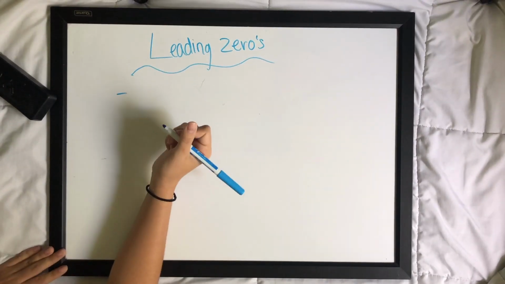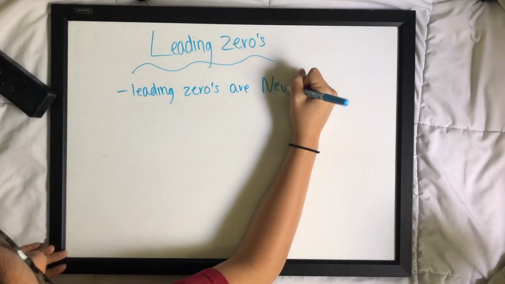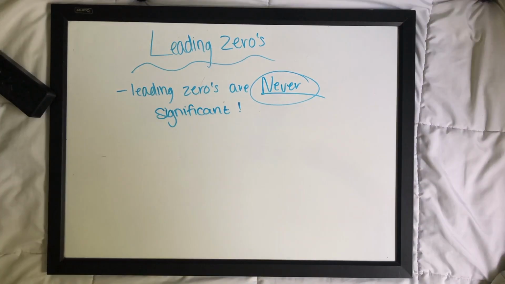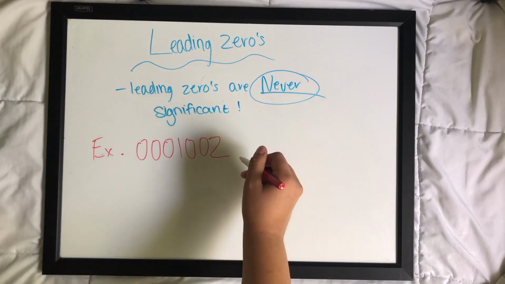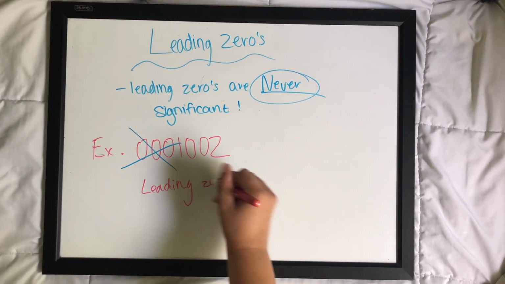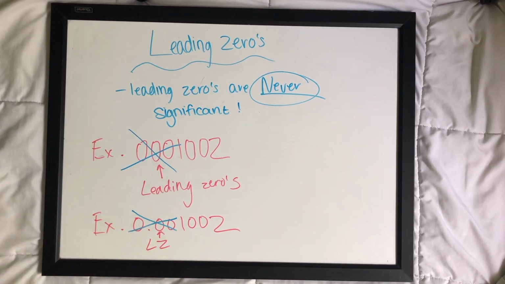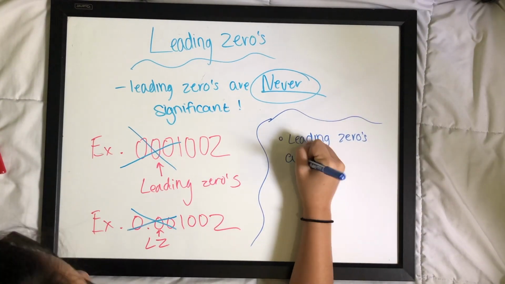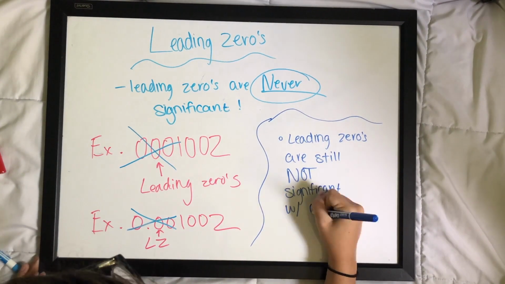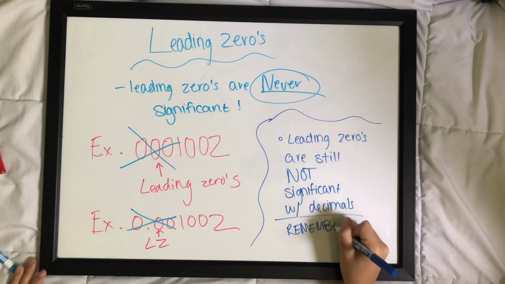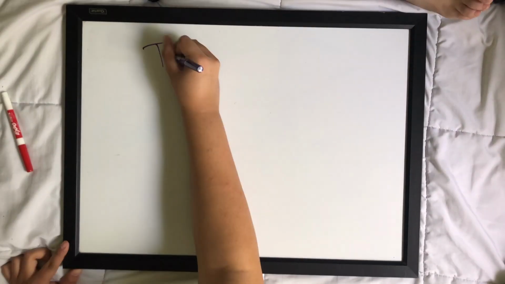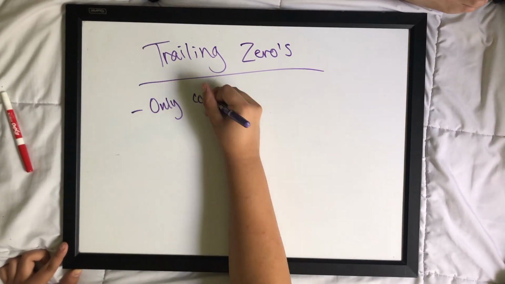Starting with leading zeros, they are never significant. For example, the 3 leading zeros are not significant, and even with a decimal, those 3 zeros are not significant. A little rule is leading zeros are still not significant with or without decimals. Remember. Next we have trailing zeros, which are the zeros at the end of a number.